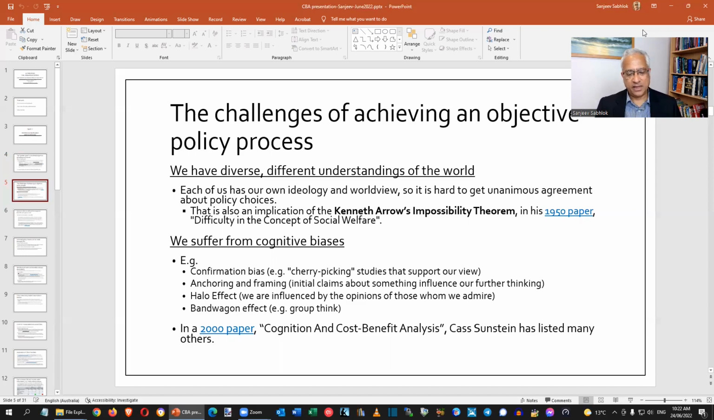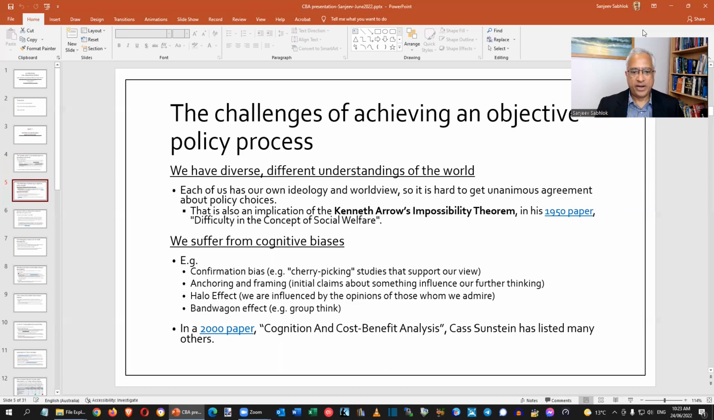Anything that we see for the first time tells us, it sort of anchors our conception of a thing, the initial claims, and that influences how we think about things. And that's how it happened with the COVID pandemic, that initially it presented as a very large pandemic. And so everyone is anchored to that, and is not able to get out of that mindset and look at the data objectively.